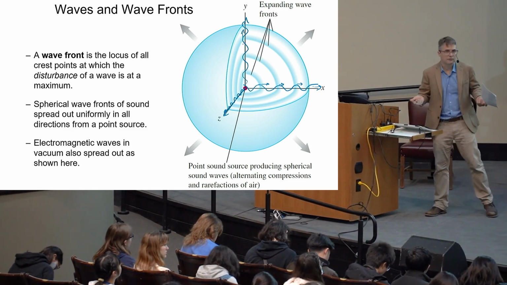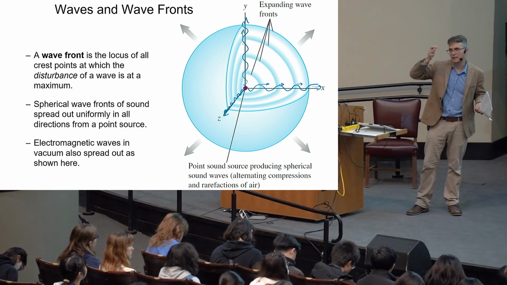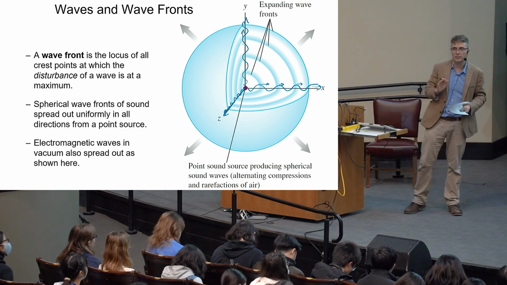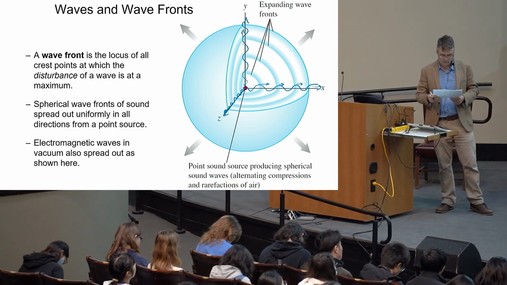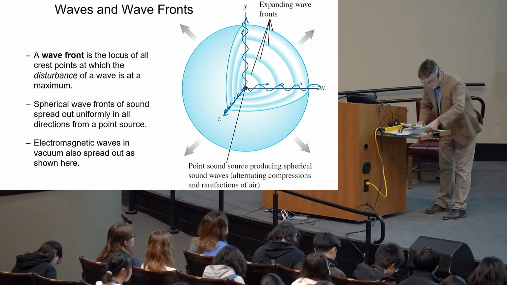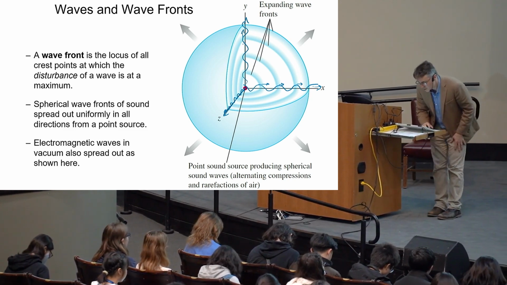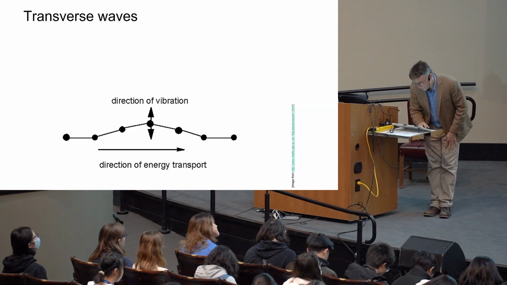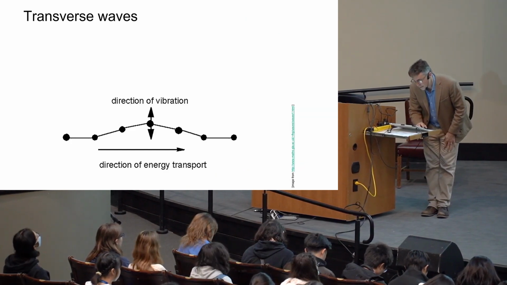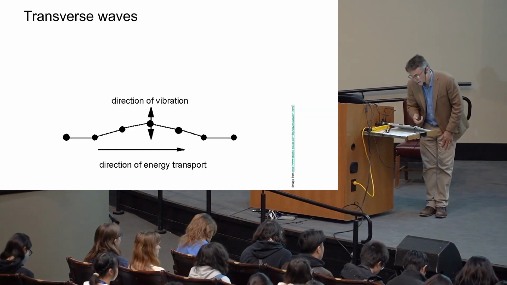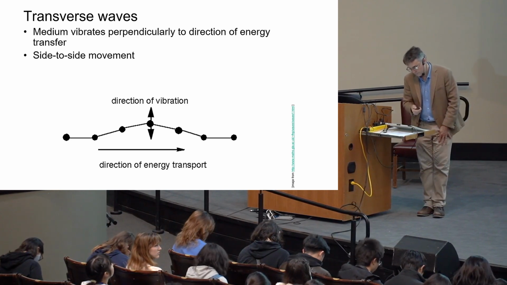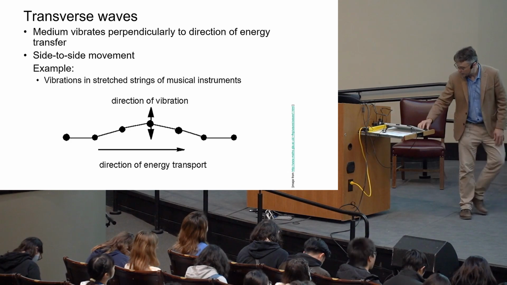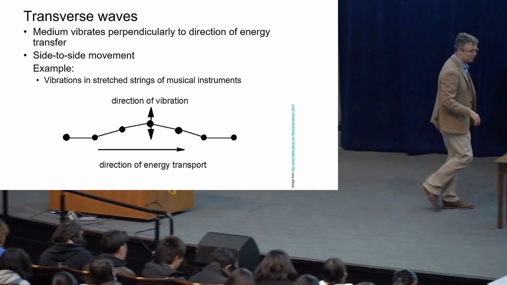Or similarly, if you're looking at light, then you'd be looking at the maximum electric field or something. It would be the wave fronts traveling out. And we'll do a demonstration of how this works. For a transverse wave, for example, the medium vibrates perpendicularly to the direction of the energy transfer. Examples include vibrations in stretched strings or musical instruments.